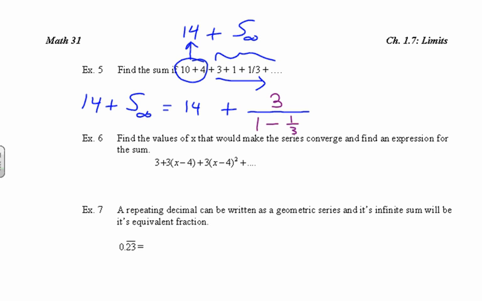Okay. The first term where the pattern starts is 3. So a is definitely 3. And if I divide 1 by 3, I get my r ratio. It's 1/3. So this is definitely correct. So I have two parts. I have the 14 from the 10 and the 4, and then this part. So I would subtract the 1/3 from the 1, and I get 2/3.